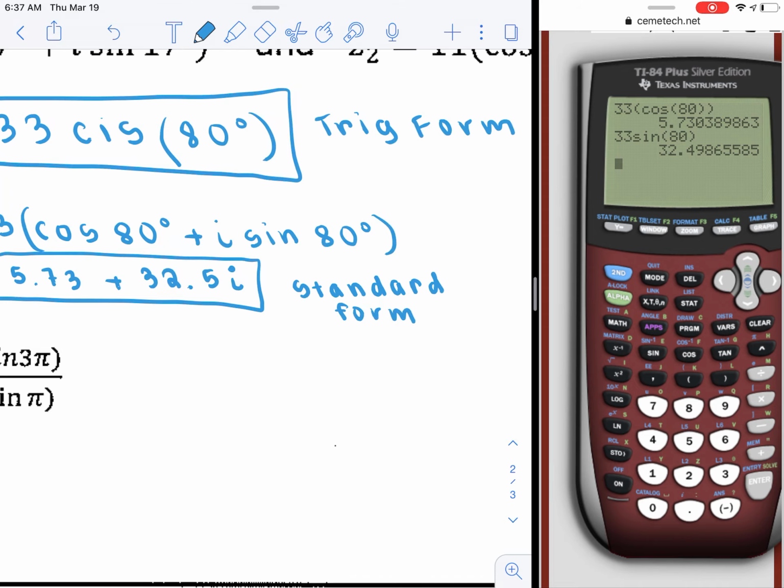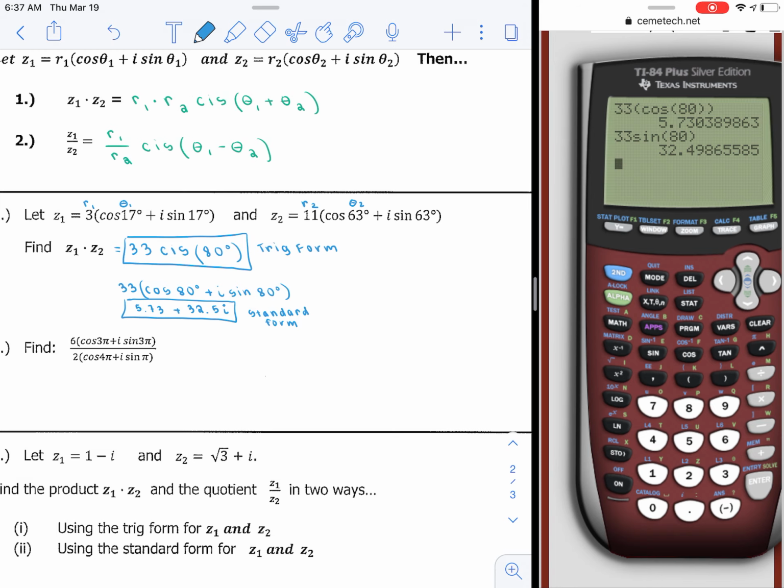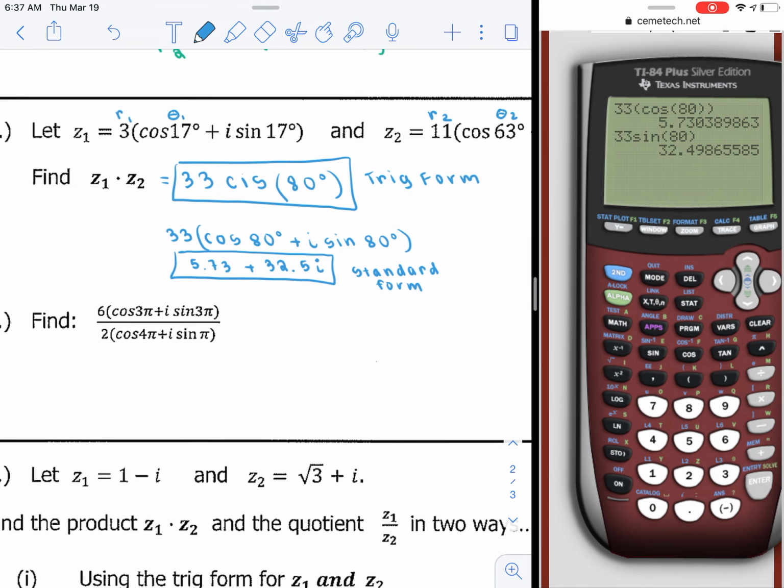So it's good to know both of the forms because you'll be asked in different cases to write in trig or standard, and you need to know both.